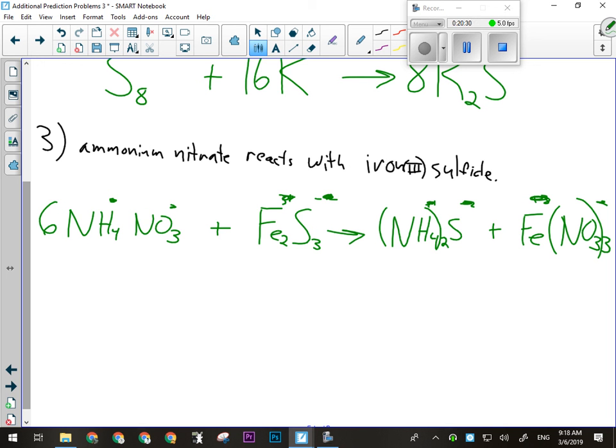So now I have 6 ammoniums. I go back over here and make sure I have 6 ammoniums. That just so happens to make my sulfurs work, so that's a good sign. Because now I have 3 sulfurs on the reactants and 3 on the products. Now I've got to go here and give myself 6 nitrates by putting a 2 here. And, good sign, that's how many iron I have over here. All right, so that doesn't happen very often, but once in a while. And we got to recognize when it does.